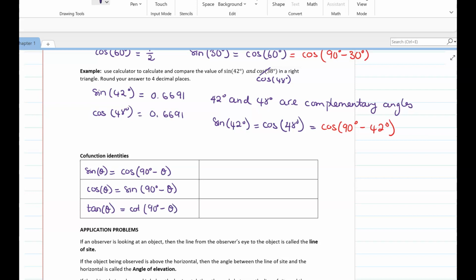Now the same for the reciprocal functions. Let's take a look at it in radians. Sine of theta is equal to cosine of pi over 2 minus theta. Cosine of theta equals sine of pi over 2 minus theta. Tangent of theta equals cotangent of pi over 2 minus theta. The same goes for the reciprocal functions.